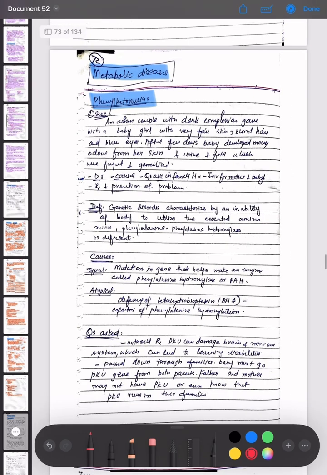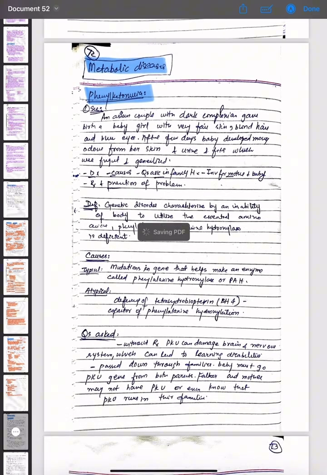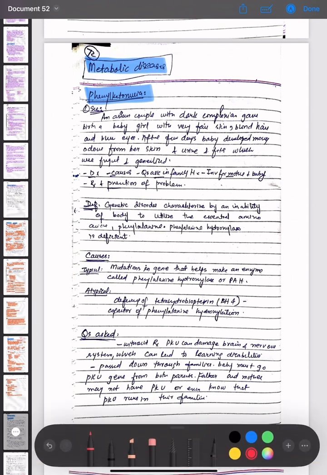Now coming towards the next unit, that is metabolic diseases. We have the first topic, that is phenylketonuria. Now there is a scenario that an Asian couple with dark complexion gives birth to a baby girl with very fair skin, blonde hair, and blue eyes. After a few days, the baby develops a mousy odor from her skin and urine and fits, which were generalized. Okay, this is the scenario.